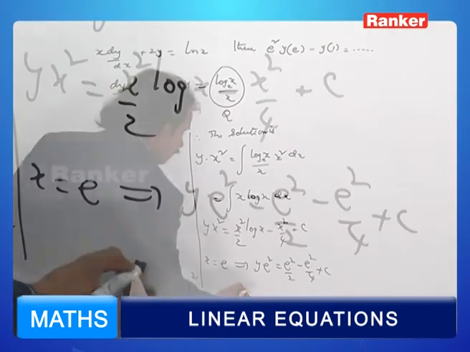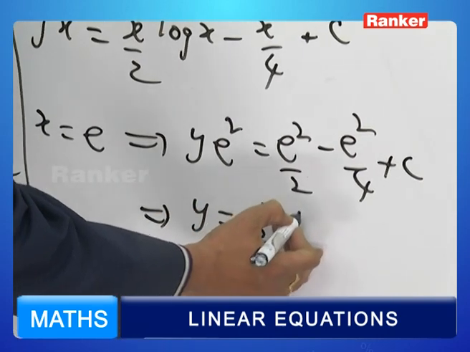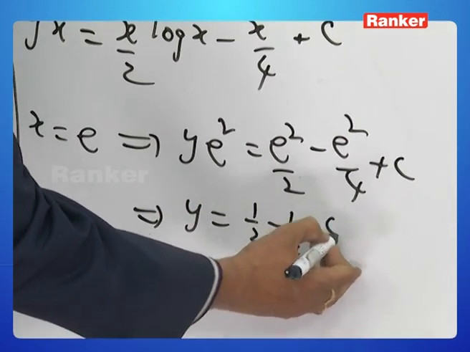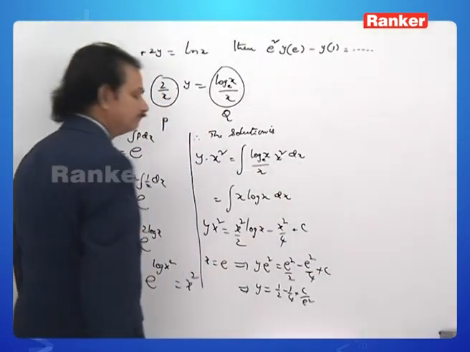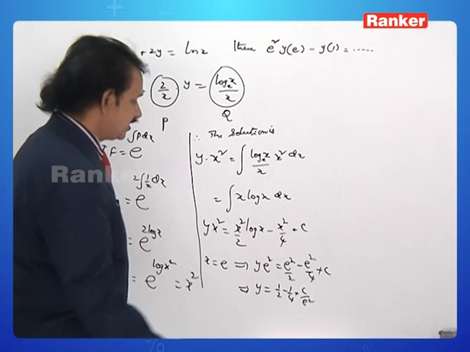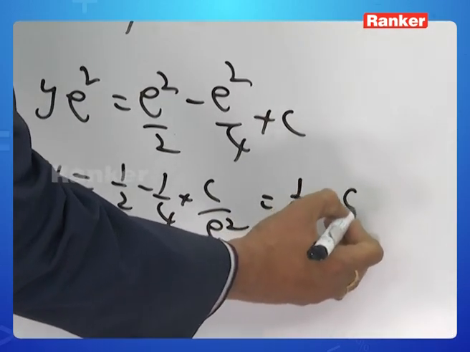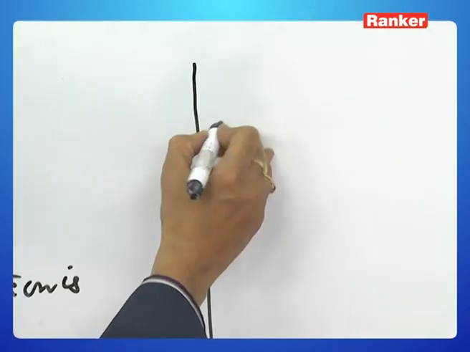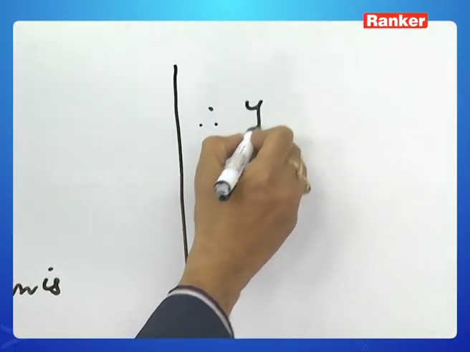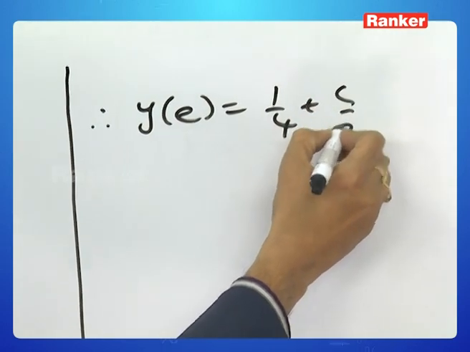From this, y is equal to 1 by 2 minus 1 by 4 plus c by e square. 1 by 2 minus 1 by 4 is 1 by 4, isn't it? So this is equal to 1 by 4 plus c by e square. Therefore, y at e is equal to 1 by 4 plus c by e square.